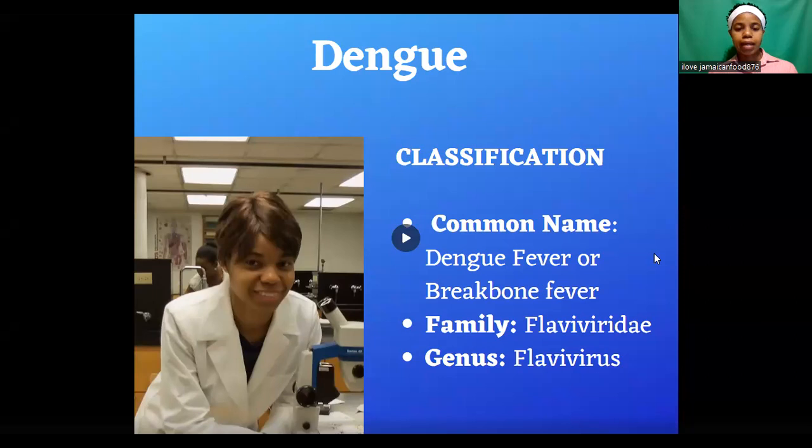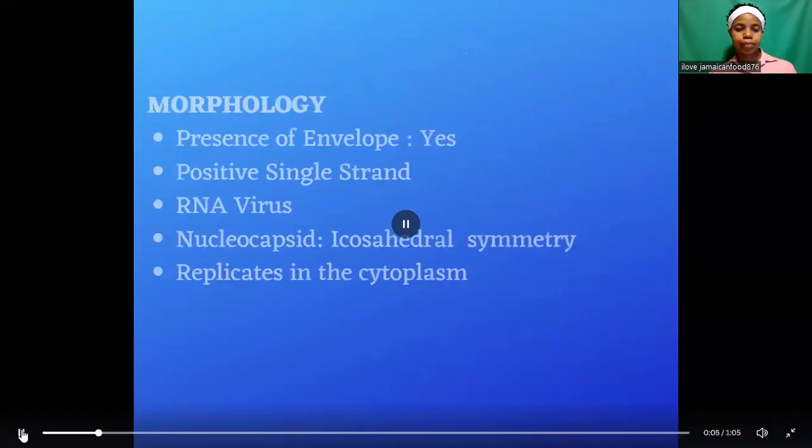So dengue, its common name is dengue fever or breakbone fever. It's from the family Flaviviridae, and the genus is Flavivirus. Now I'll be discussing its morphology.